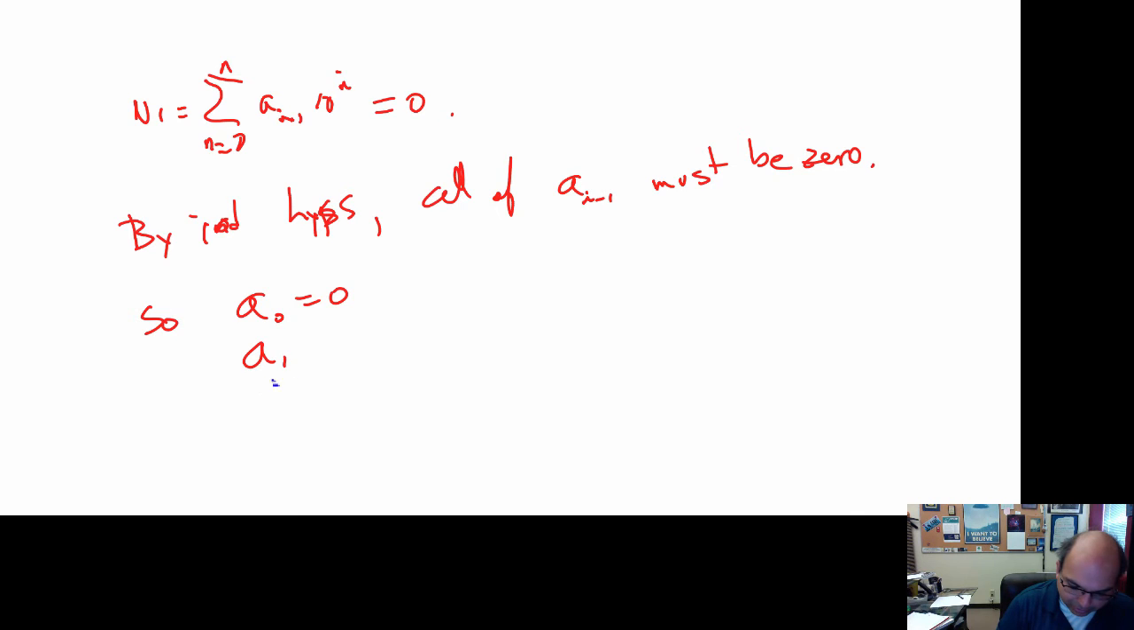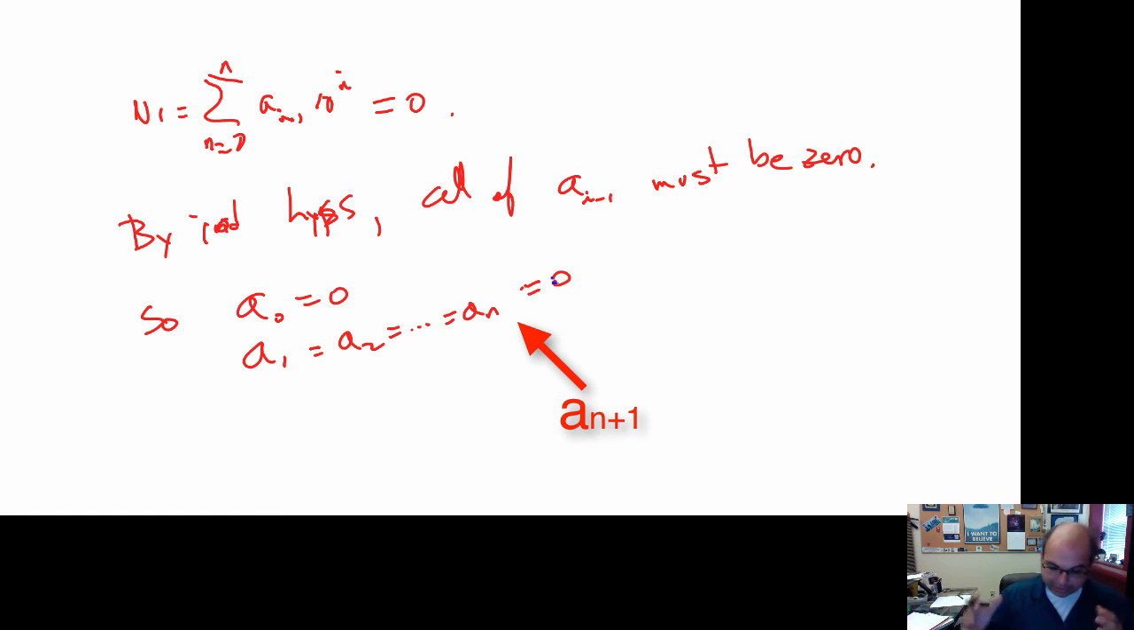I also now know that a1, a2, all the way up to a sub n, those also must be 0. Okay, so there you have it. If that entire numeral is equal to 0, then all of the digits in that numeral must be equal to 0.